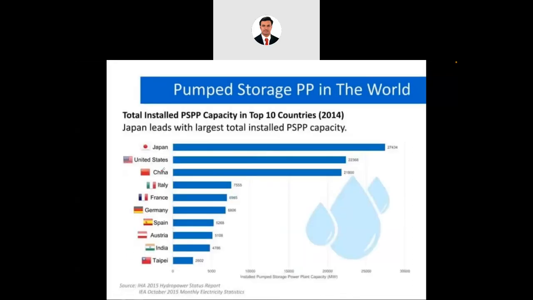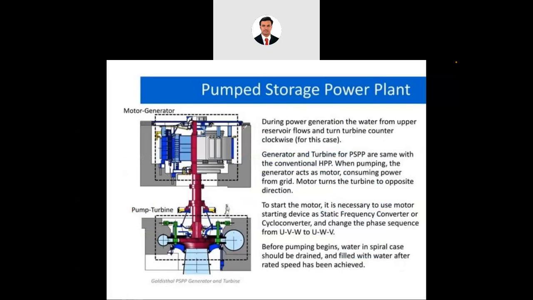There are many power plants already installed in the world. You can see the different installed capacity of pumped storage power plants in the world for the year 2014. Japan has the maximum amount of installed pumped storage power plants. These are useful where water is not available in large quantity, so in that case we use this particular power plant.